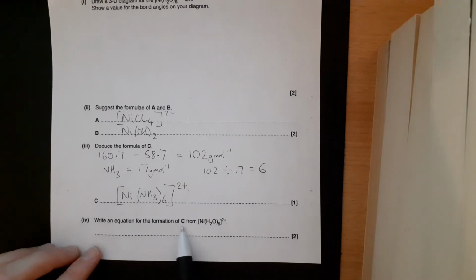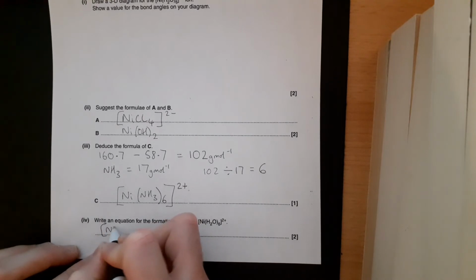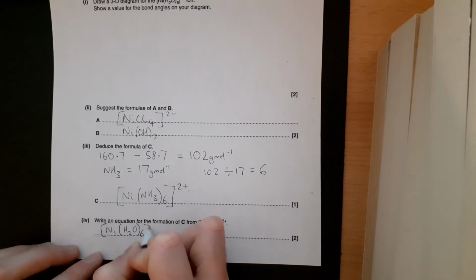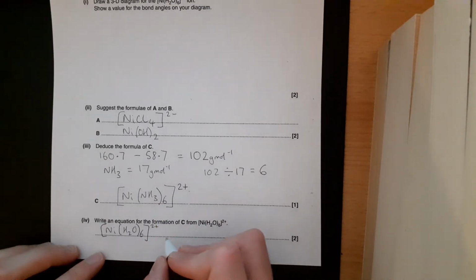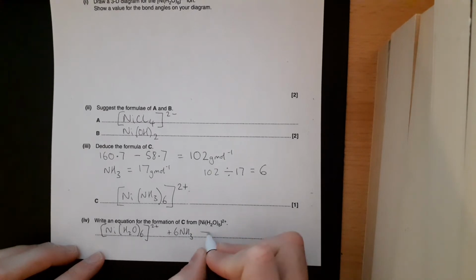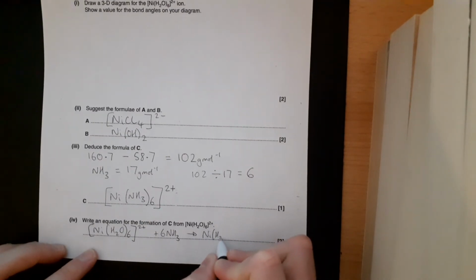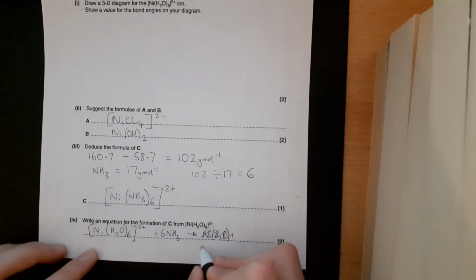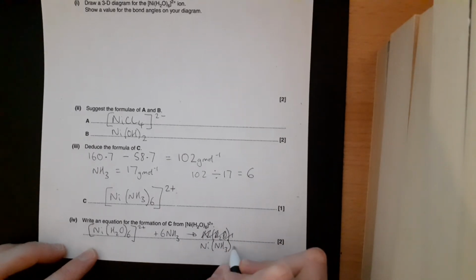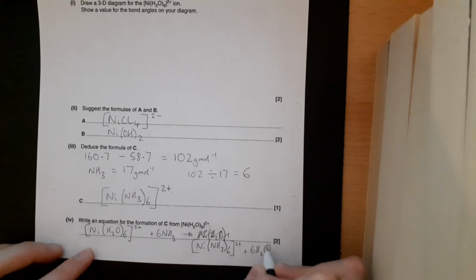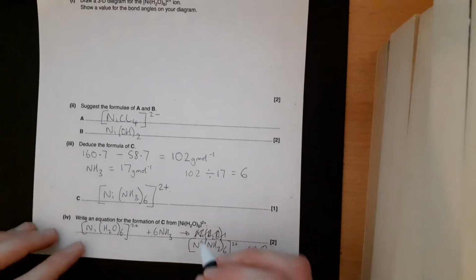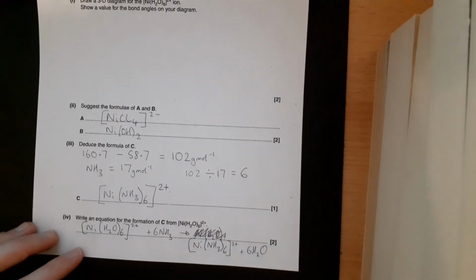It then says write an equation for the formation of C, so this thing, from this one. So nickel H2O 6. And we're just swapping the 6 waters for the 6 ammonias, right? So we're going to add 6 ammonia, and we're going to end up with nickel NH3 6 plus 6H2O. Okay, it's just a straight substitution, right? That's the whole point. It's ligand substitution.